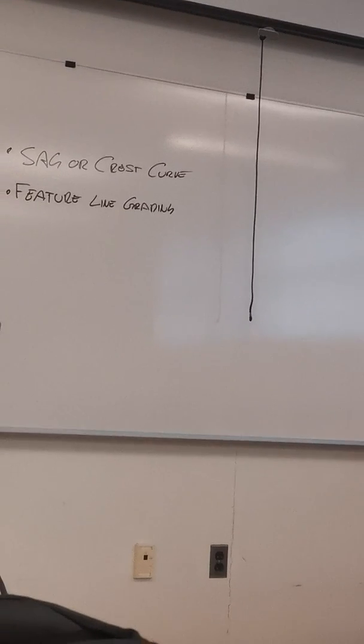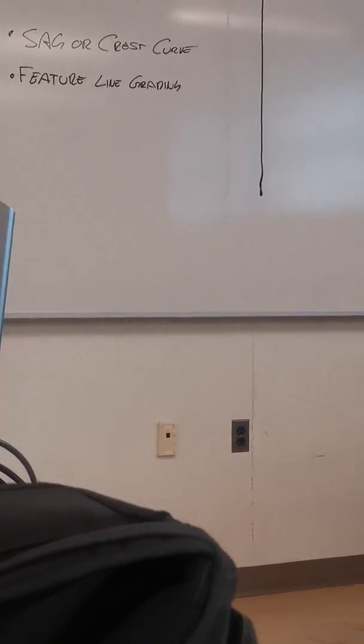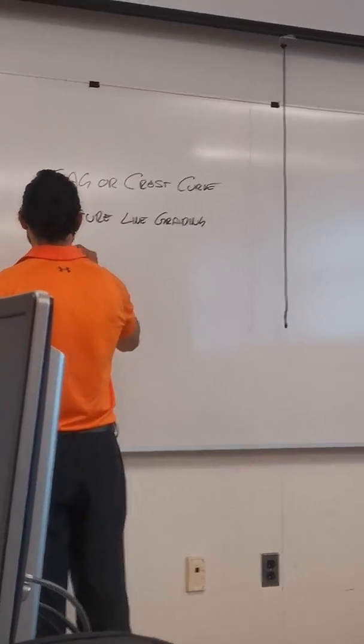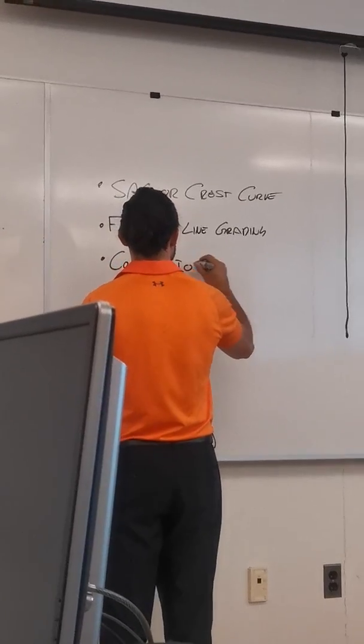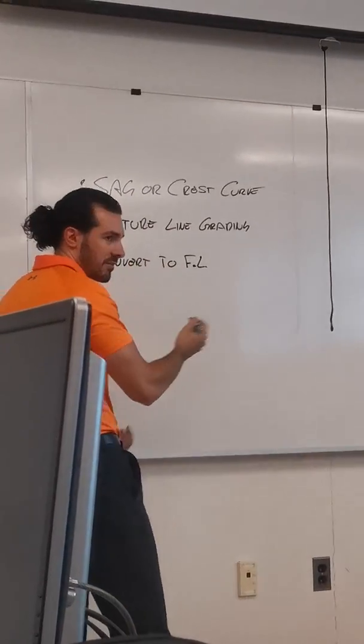We'll be doing some feature line grading. That means setting elevations and using the grading tool. That's straight from the assignment. Convert to feature lines. I'm typing "convert to", let's use short form, FL. We know what a feature line is.